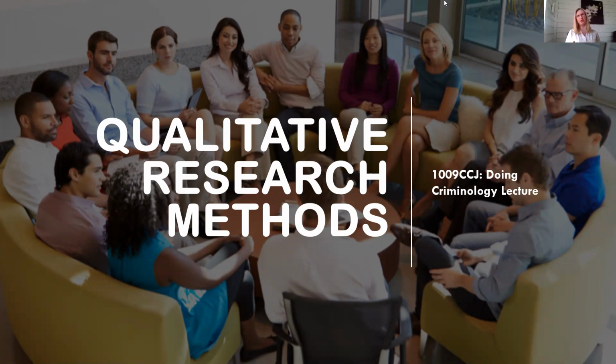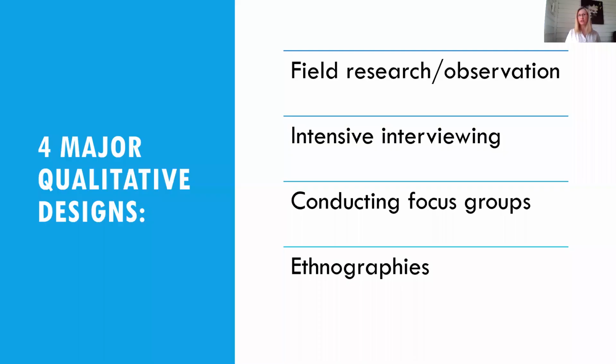However, the other side of the coin would be qualitative data, and how important that is in getting the bigger picture of a research project. Now, we say there are four major qualitative designs when it comes to social science research, and we're going to talk about these today.